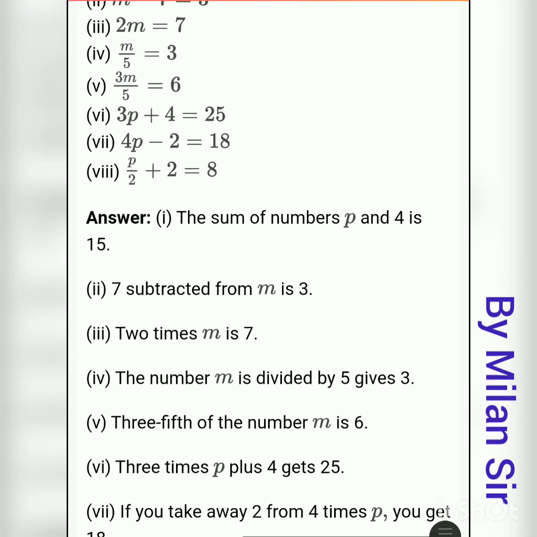Now here, in question v, 3 by 5 is written, right? So we can write this in the form 3/5 of m gives 6, otherwise is 6. 3 by 5, how can we write? 3/5 of m, that means multiply m. So 3/5 of the number m, answer is 6.